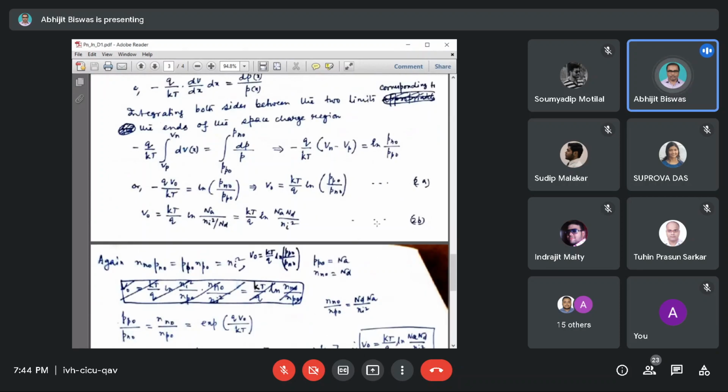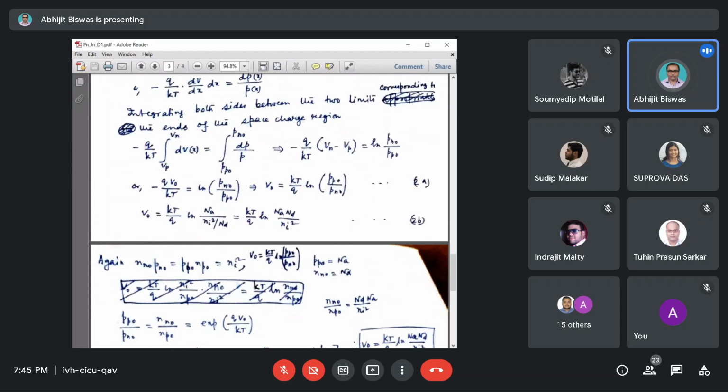If you know that Pp0 is the hole concentration on the P side, that means it is equal to the acceptor concentration. And you know the law of mass action, that P times N equals Ni squared. So Pn0 can be evaluated from this relationship, Ni squared over Nd. So this is the expression for the contact potential V0.